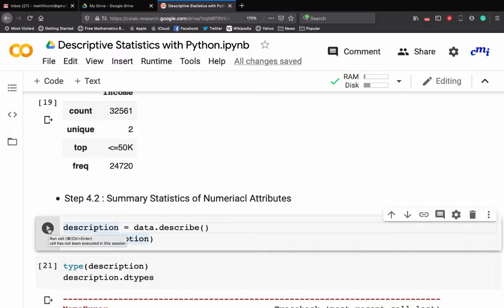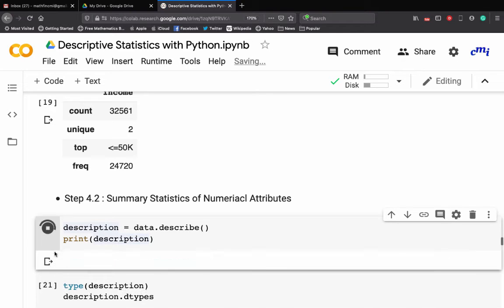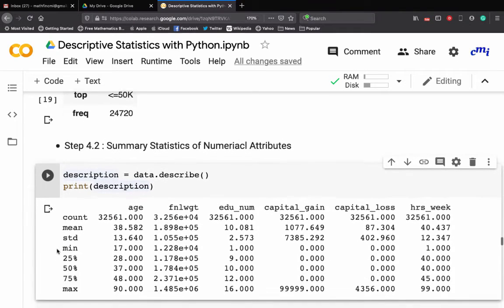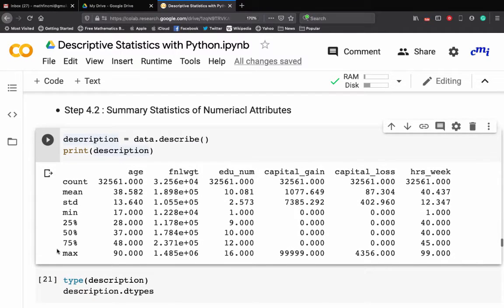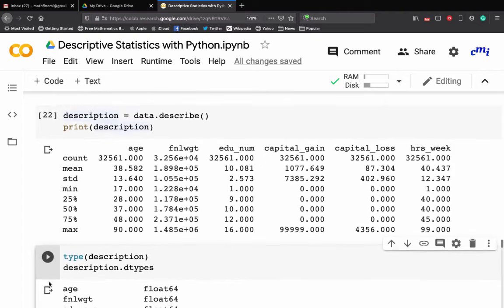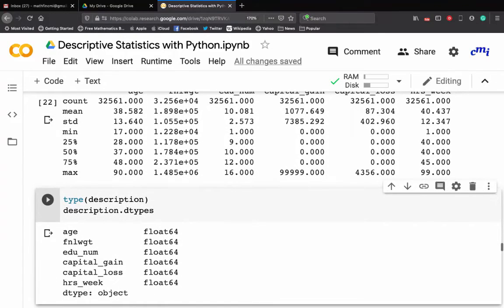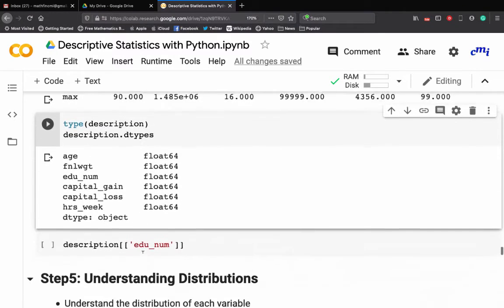Next, we are going to talk about the summary statistics of numerical attributes. These are the summary statistics of numerical attributes. These are all float variables or continuous variables.